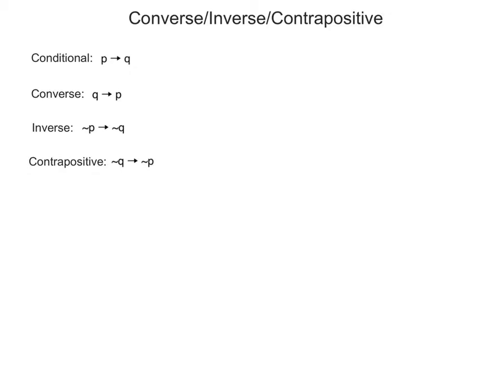So let's just look at a quick example and we can understand what's going on here. We take the statement, if it is cold, then it is rainy. P is the statement, it is cold. Q is the statement, it is rainy, and this is our conditional.